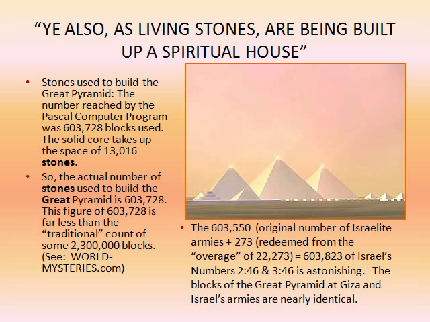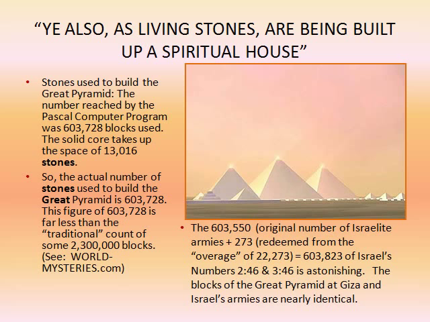The number reached by the Pascal computer program indicates it took 603,723 blocks to build the Great Pyramid. The solid core takes up the space of 13,016 stones. So the actual number of stones used to build the Great Pyramid is approximately 603,728. This figure of 603,728 is far less than the traditional count of some 2,300,000 blocks. Please see the worldmysteries.com.